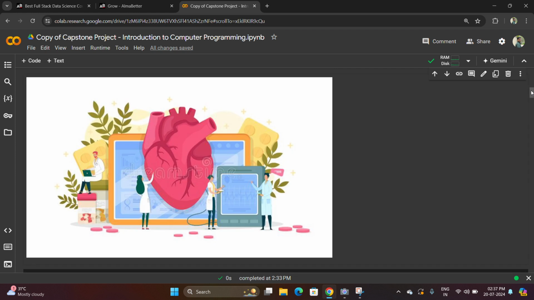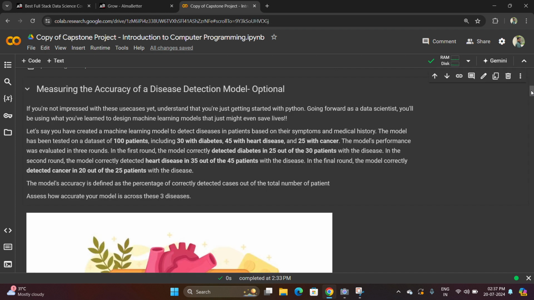The next one: we have created a machine learning model to detect diseases in patients based on their symptoms and medical history. The model has been tested on 100 patients. The total number of patients is 100, including 30 diabetes, 45 heart disease, and 25 cancer patients. The model performance was evaluated in three rounds.